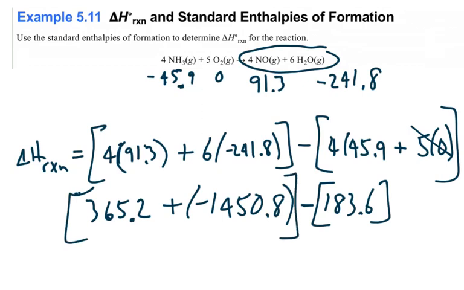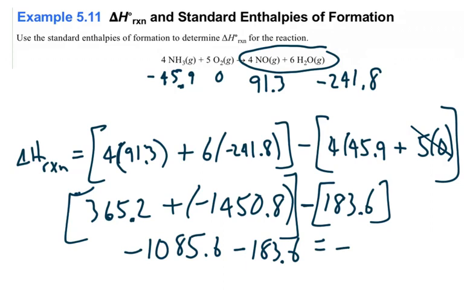Okay, so let's add the sum of the two products first. 365.2 plus negative 1450.8. This part is negative 1085.6, and then we'll subtract 183.6, and we get negative 1269.2. Okay, and let me check my math here.